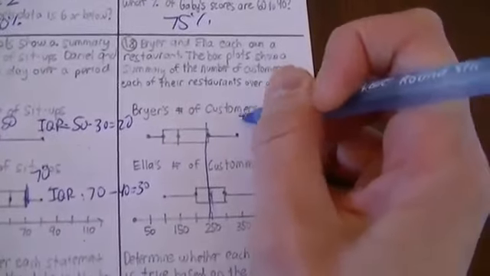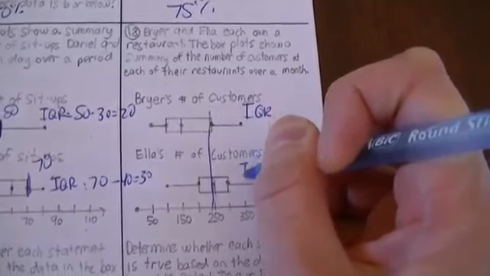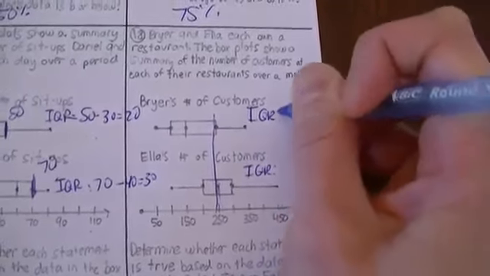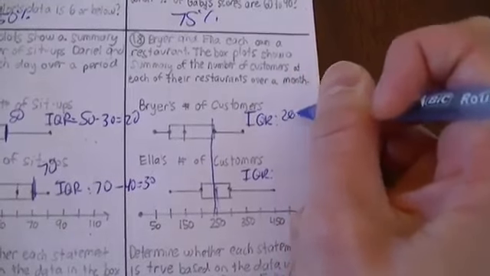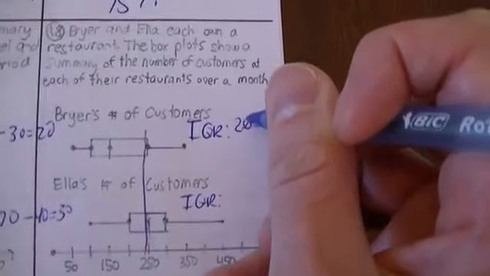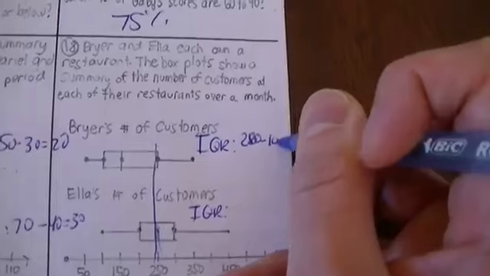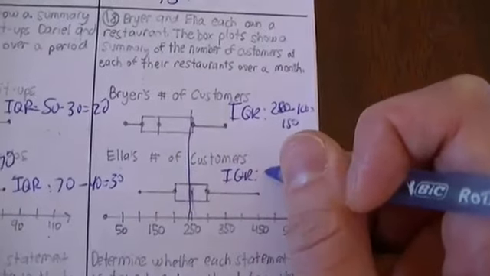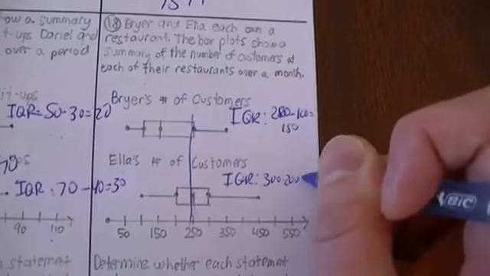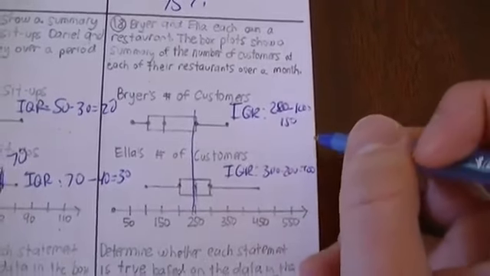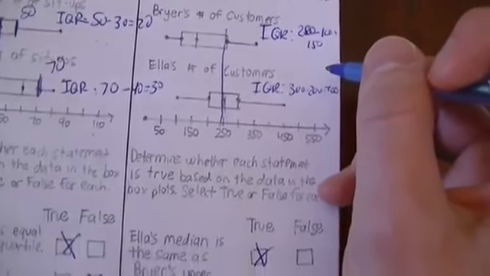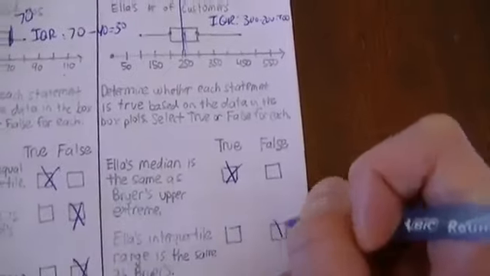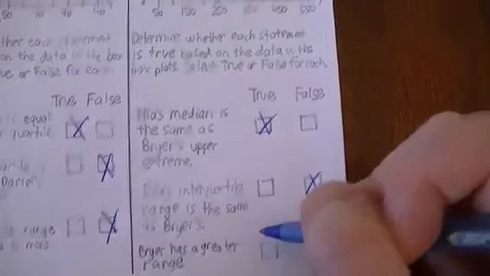Ella's interquartile range is the same as Briar's. Let's figure out the interquartile range for each. So this would be 250 minus 100, which is 150. Ella's is 300 minus 200, which is 100. So Ella's interquartile range is the same as Briar's? Nope, it's not. Briar has a greater range.